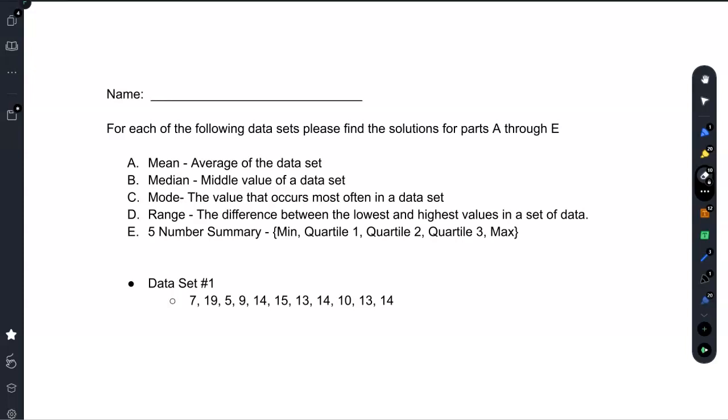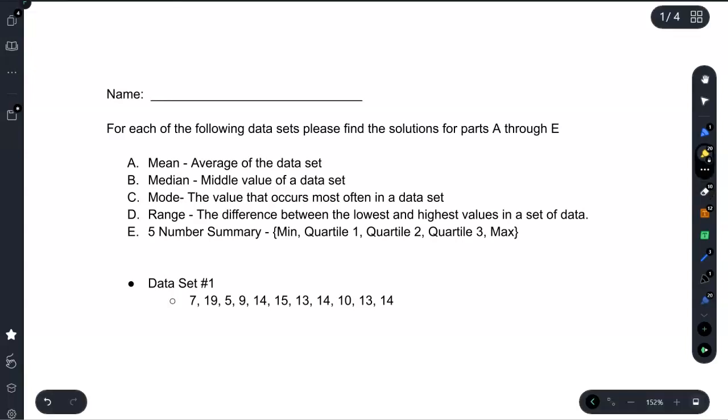Hey, in this assignment, we're going to look at a couple different terms dealing with statistics, particularly if I'm given a set of data. And I'm going to do two examples, and then I have two examples for you to do, so it's not going to be a very lengthy homework assignment. But I do want us to apply A, B, C, D, and E to each data set.